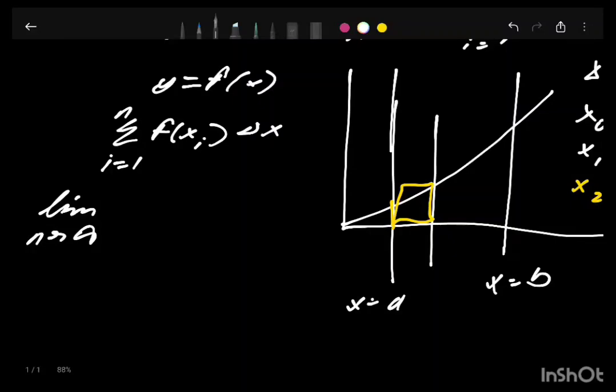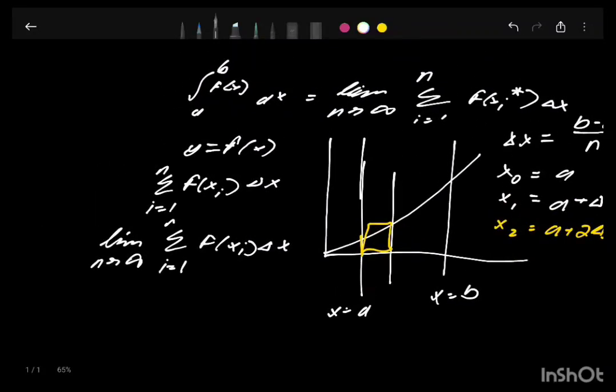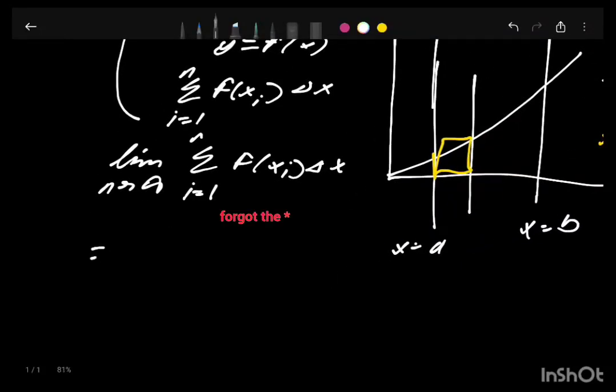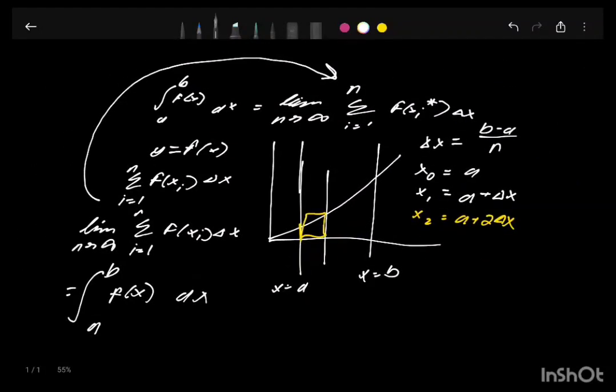So let us use limits. Now we can write the summation: the limit as n approaches infinity of the sum from i equals 1 to n of f of x sub i asterisk, multiplied by delta x, its width. That is basically it. As you can see, we can now write that as the integral from a to b of f of x dx. That's it. Thank you for watching.